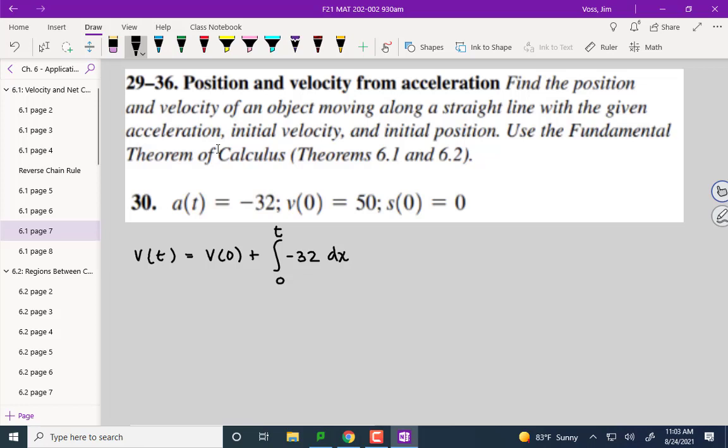And we have to remember that we want to use a dx instead of a dt because we have the t used in the limits of integration, so we don't want it to conflict with the differential. So this will be equal to 50 plus, we're going to integrate negative 32. We'll get negative 32x on the interval 0 to t. Then we'll plug in our upper and lower limits. So we'll get 50 minus 32 times t plus 0. So there is our future velocity.